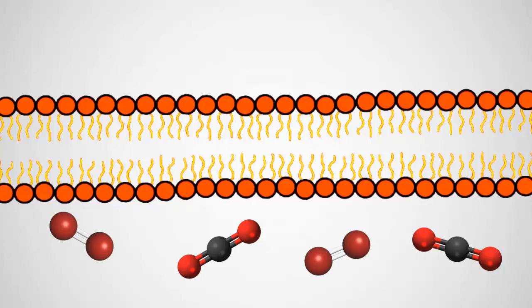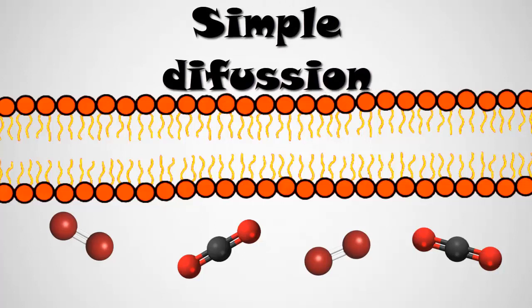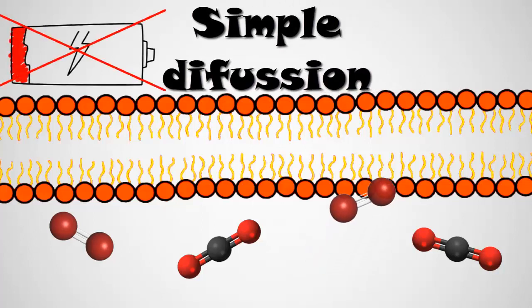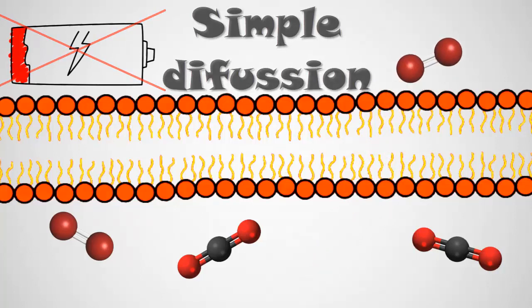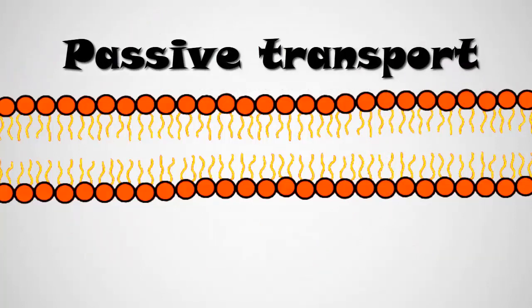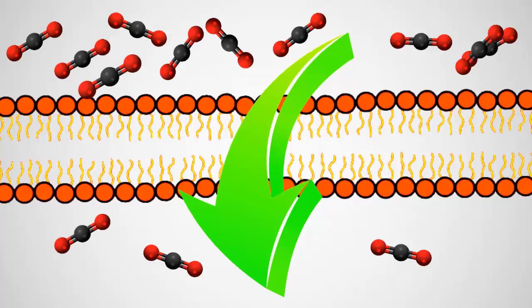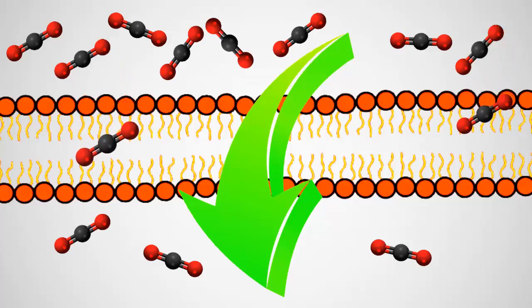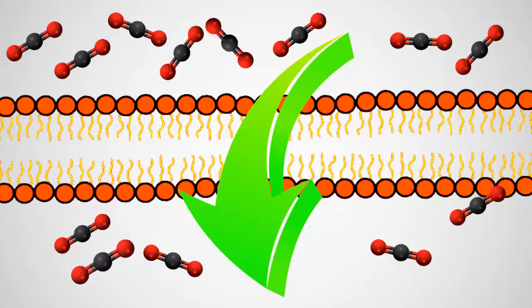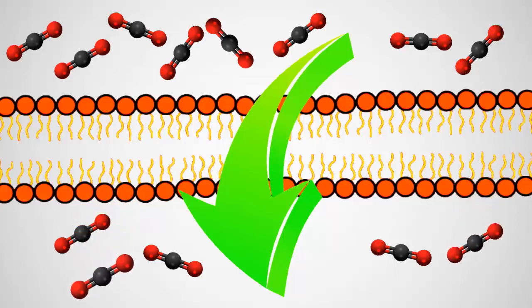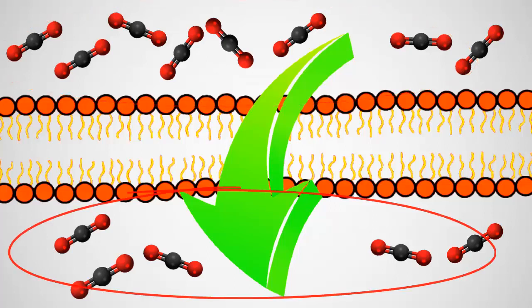This is known as simple diffusion. Also, it doesn't take any energy to move these molecules in or out, so this is known as passive transport. Simple diffusion moves with the flow, meaning it moves with the concentration gradient. Molecules move from a high concentration to a low concentration. So, when you hear someone say it's going with the concentration gradient, that's what it means. They're going from high concentration to low concentration.